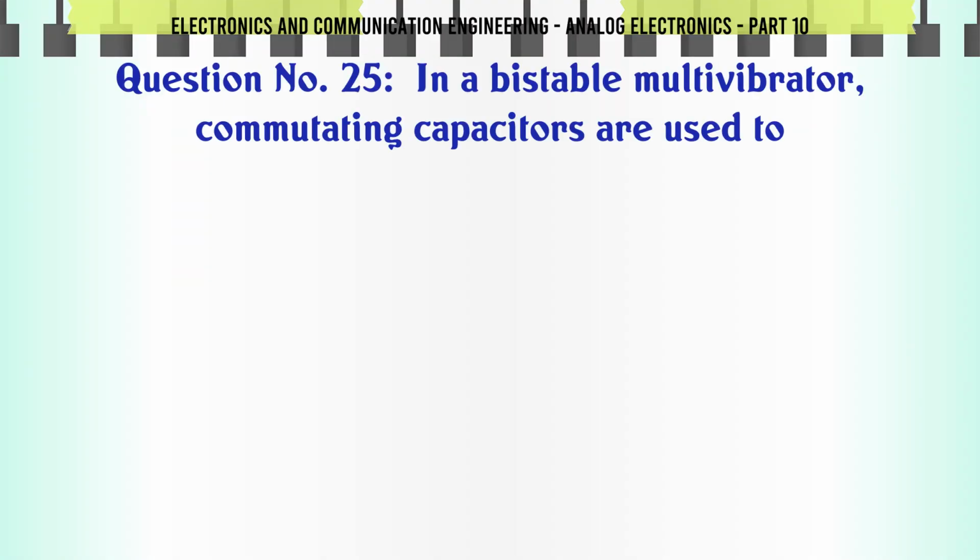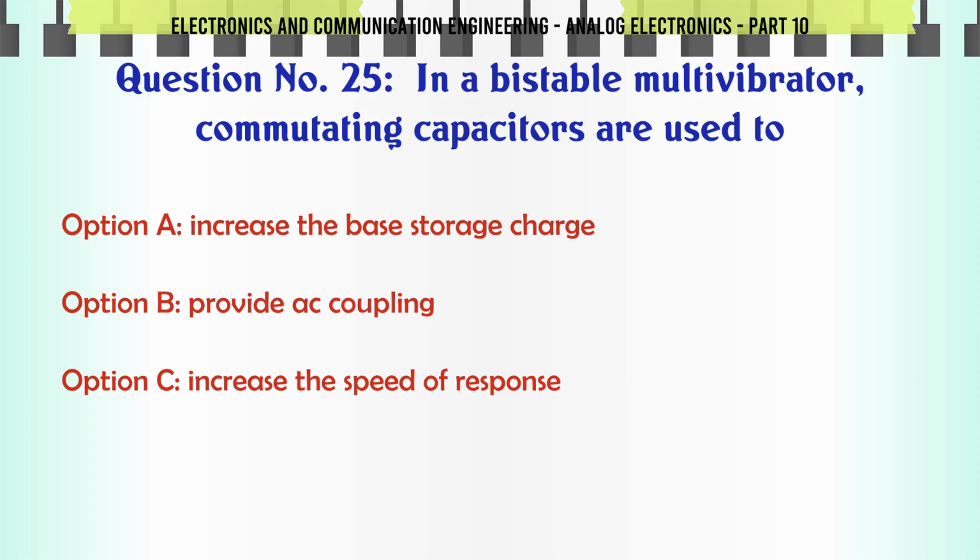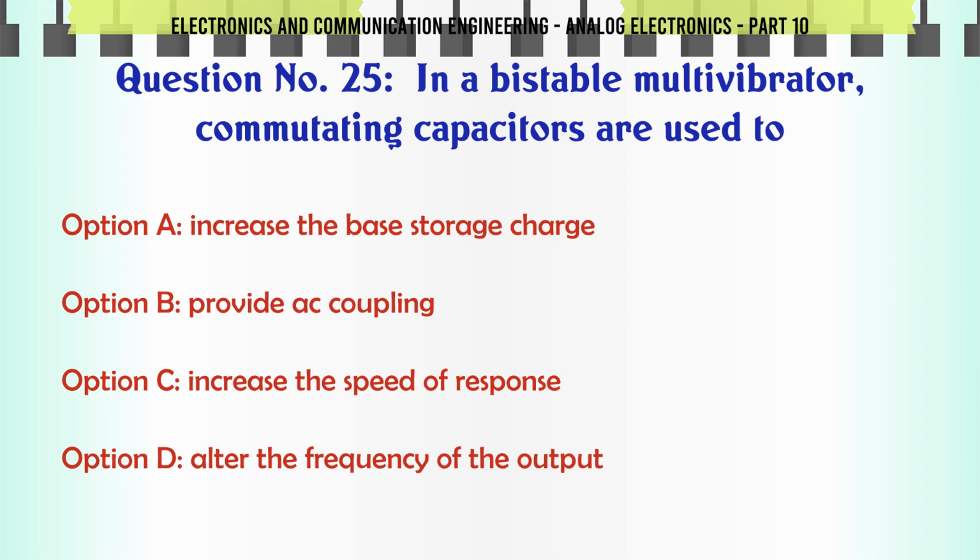In a bistable multivibrator, commutating capacitors are used to: A. Increase the base storage charge. B. Provide AC coupling. C. Increase the speed of response.